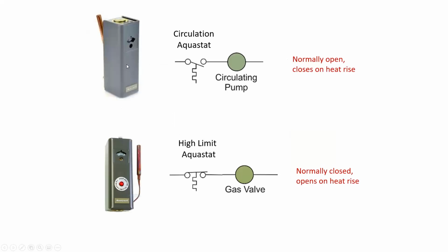The circulation aquastat will turn on the circulation pump when the heat reaches the point that we require for operation. So it's normally open and it closes on heat rise. A high limit aquastat is normally closed and will open if the heat in the water is exceeding the value that is safe for the operation.